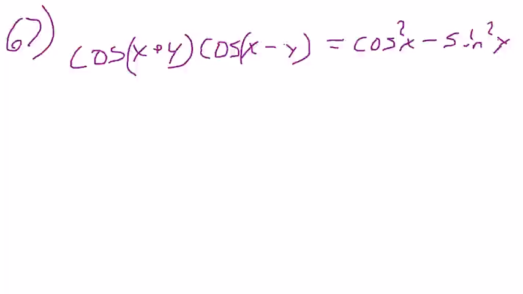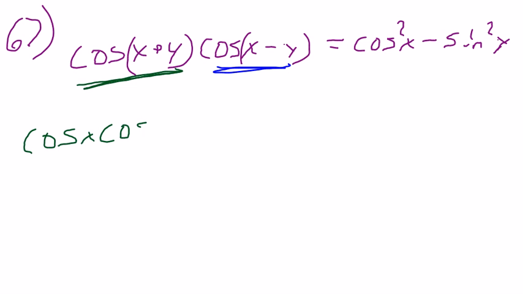Alright, class, same as these other three problems in this part. We're going to figure out the formula for this, and then this time we're going to multiply them. So, doing the green part first, it's going to be cosine of x, cosine of y, minus sine of x, sine of y.